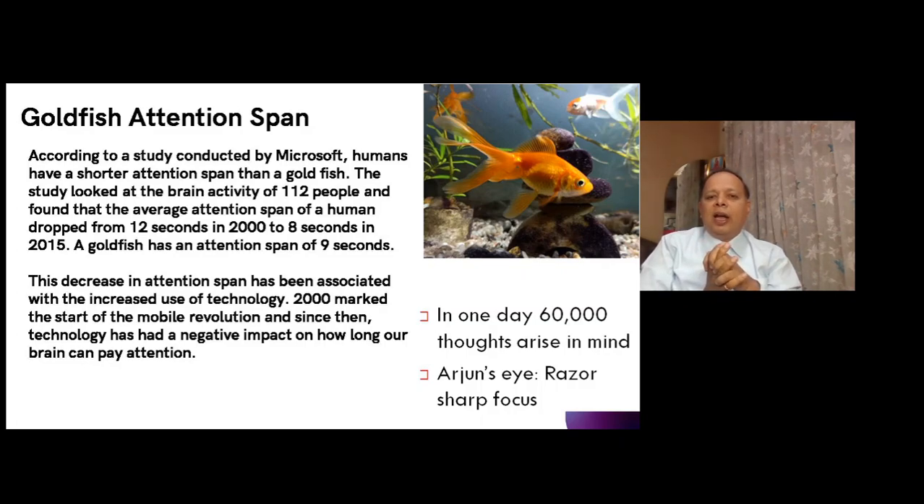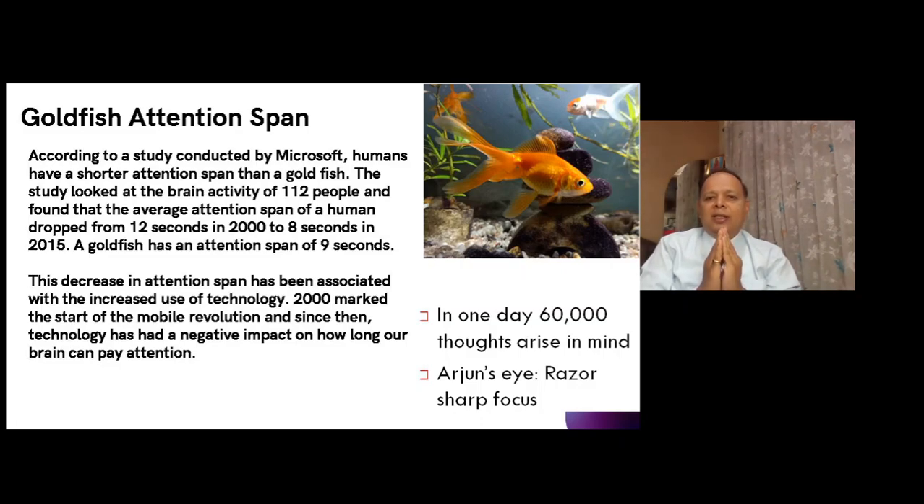So I appeal to all of you that whenever we study certain things and whenever we want to focus, the role model is Arjun's eye. You know the story about Arjun's eye. So the razor sharp focus is required, more important in this online media, so that you can have a kind of focus on your topic.